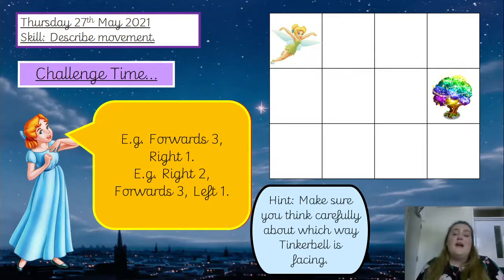Okay, so there's lots of different ways you could have done this, but you might have forwards 3, right 1, or right 2, forwards 3, left 1 there. So a couple of examples there of what you might have used to get Tinkerbell to the magic tree. Okay, well done, excellent.